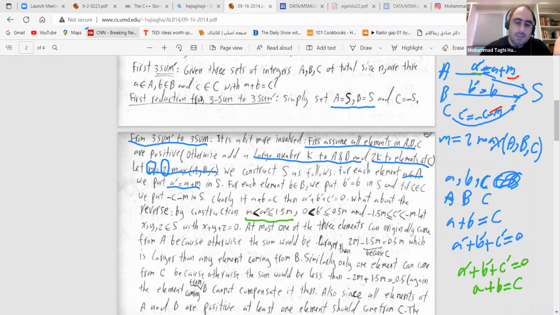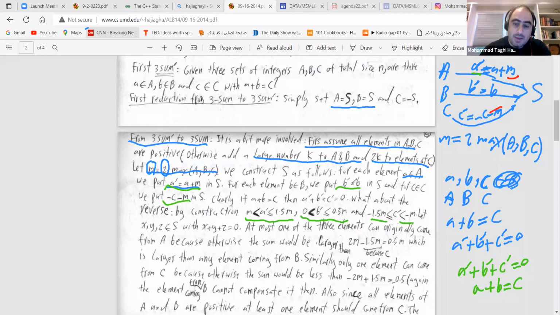So that means that essentially A prime is this one. Similarly, B prime would be between 0 and half m, because this is the m that we put for A, and this is the one that we put for B. And finally for C, it would be minus C minus m, which means that it is between minus 1.5m and less than m. Also, this is important.